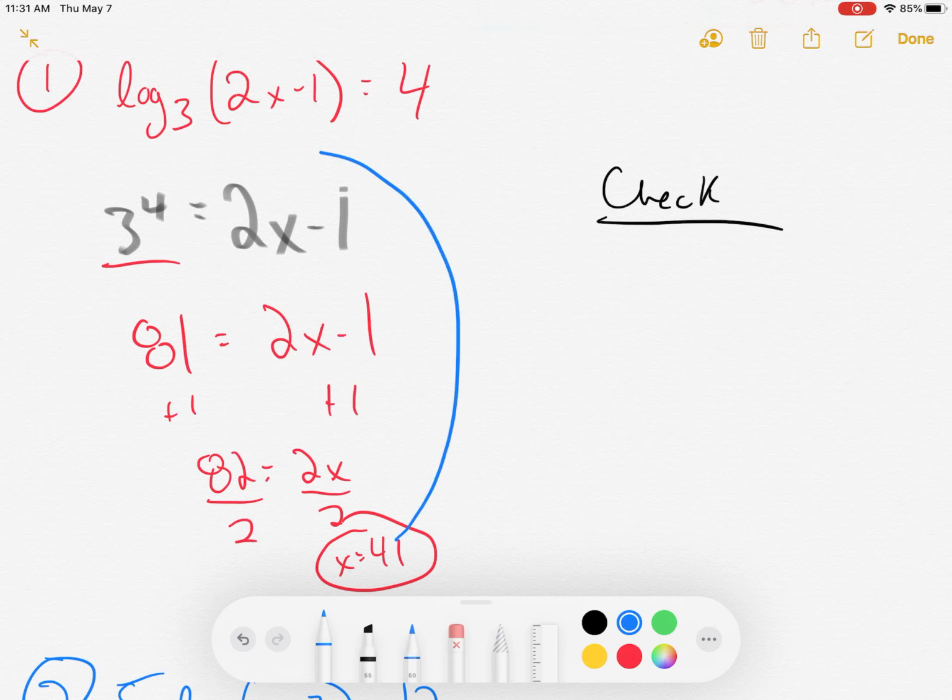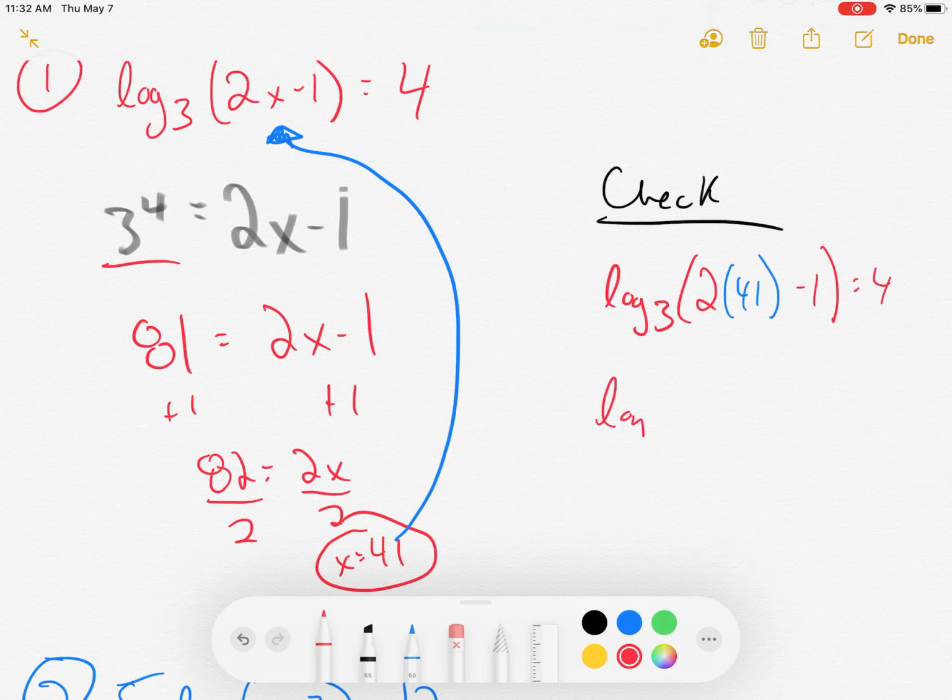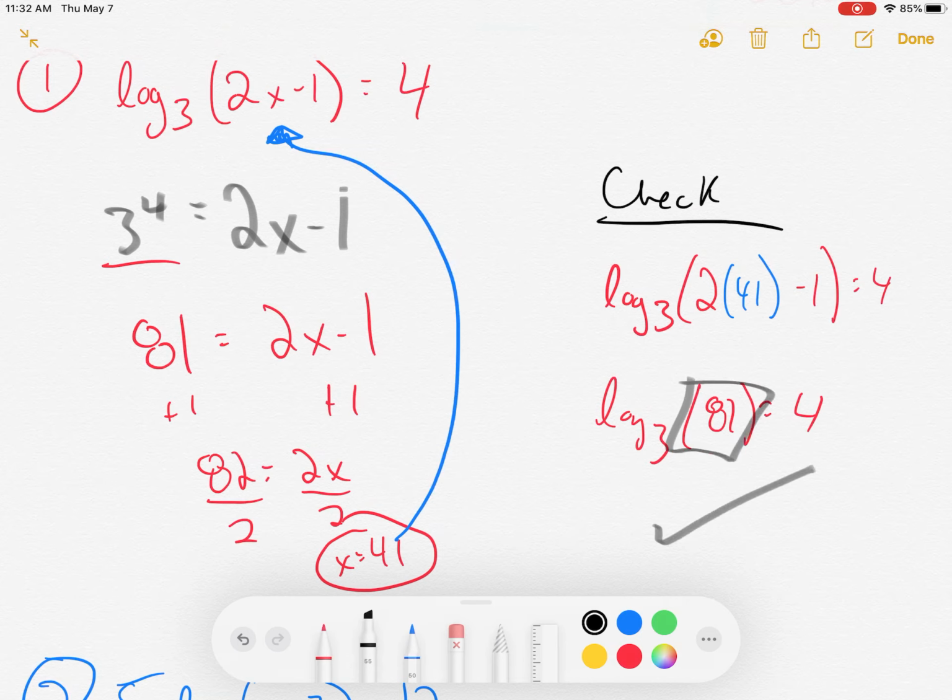Okay, so now just divide by 2. You get x equals 41. X is 41. Okay, now what we need to do is plug this back in to the original and just make sure that I don't get a negative answer here. So this is log base 3 of 2 times 41 minus 1 equals 4. Log base 3 of 2 times 41 is 82 minus 1, 81, is 4. And again, this answer right here is not negative, so we're good to go.